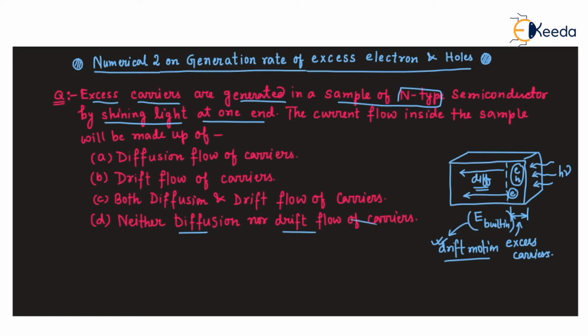That's why there will be both diffusion and drift flow of carriers. So option C will be the right answer. That means inside this n-type semiconductor, there will be both diffusion motion of carriers as well as drift flow of carriers. So this is all about the numerical on generation rate of excess electrons and excess holes.